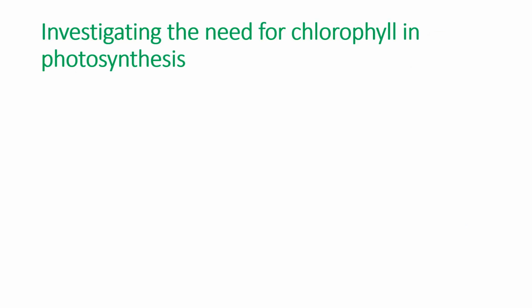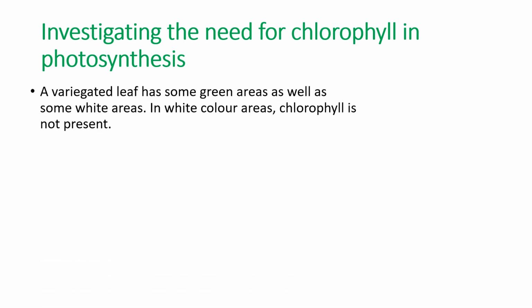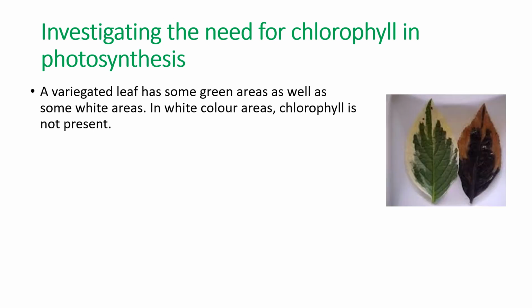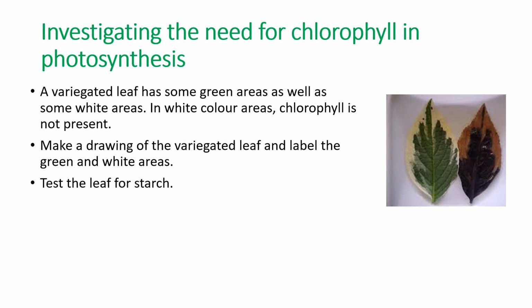Investigating the need for chlorophyll in photosynthesis. To show that chlorophyll is essential for photosynthesis to take place in a leaf, we can use a variegated leaf, which is a leaf with some green areas as well as white areas. Green areas contain chlorophyll, but white color areas do not contain chlorophyll. Once you select a variegated leaf, you can make a drawing of it marking the white and green areas separately. Then test the leaf for starch and compare your results with your drawing.